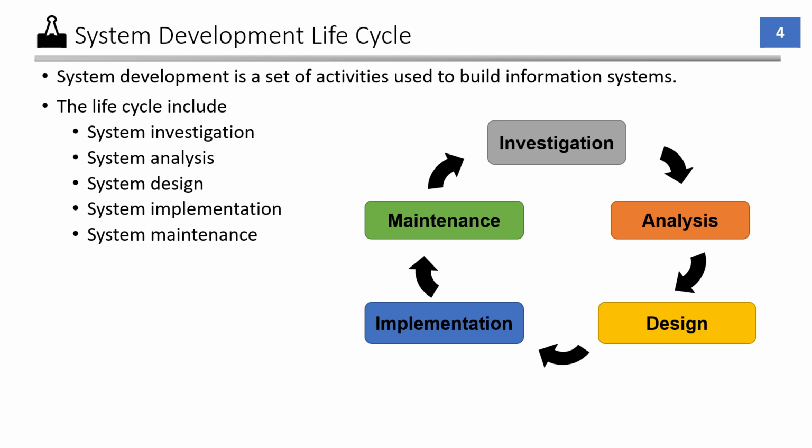The second stage is system analysis. Here, the current system and user requirements are studied to understand what a new system should do. The third stage is system design. This stage focuses on planning how the system will work, including its structure, inputs, outputs, and processes. Next is system implementation, where the system is actually built, tested, and put into use.